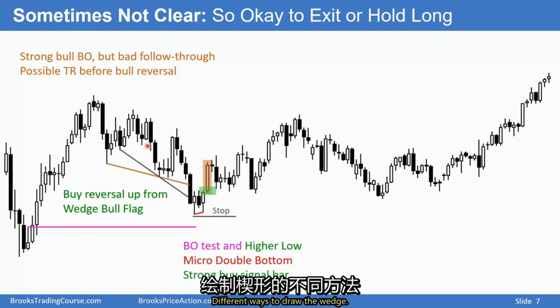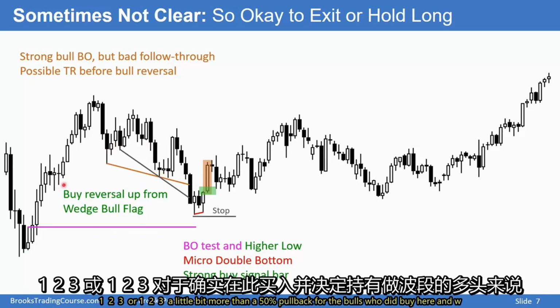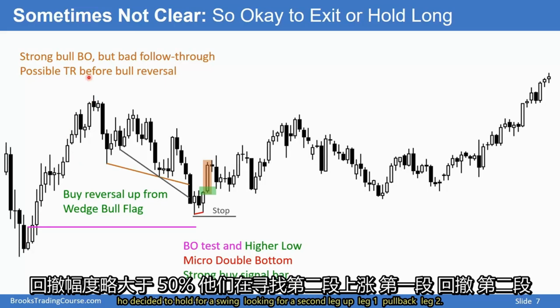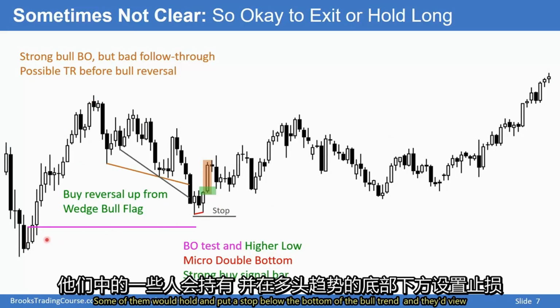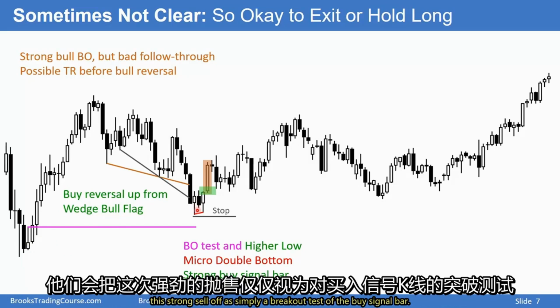Different ways to draw the wedge, 1, 2, 3, or 1, 2, 3. A little bit more than a 50% pullback. For the bulls who did buy here and who decided to hold for a swing, looking for a second leg up, leg 1, pullback, leg 2, some of them would hold and put a stop below the bottom of the bull trend, and they'd view this strong sell-off as simply a breakout test of the buy signal bar.